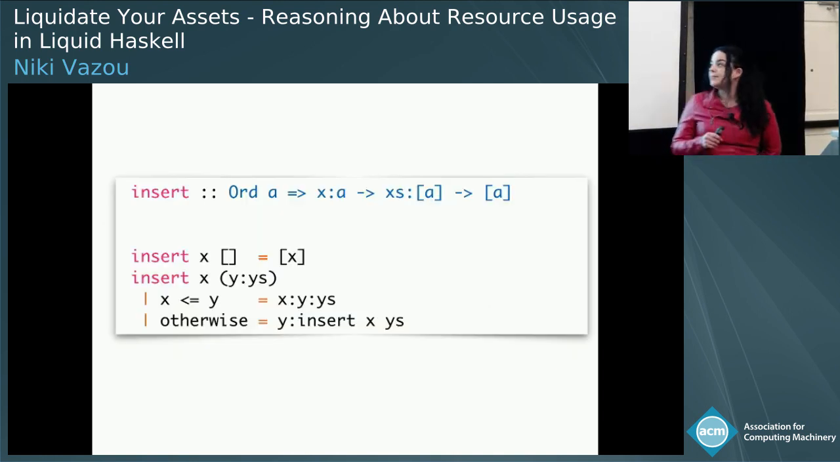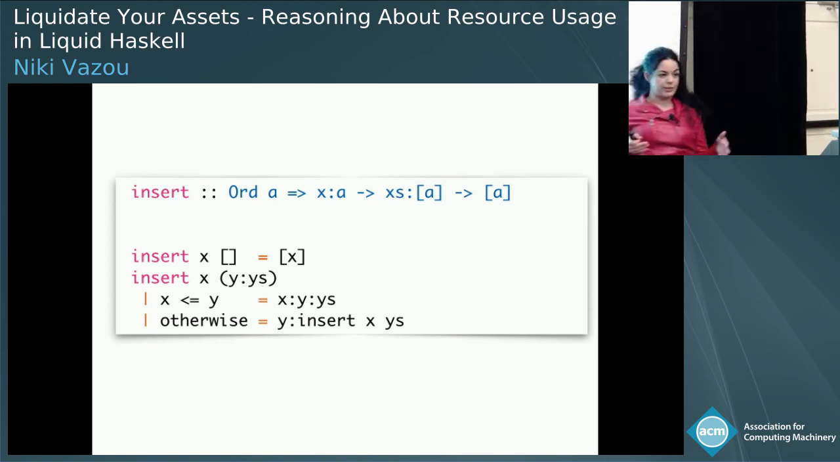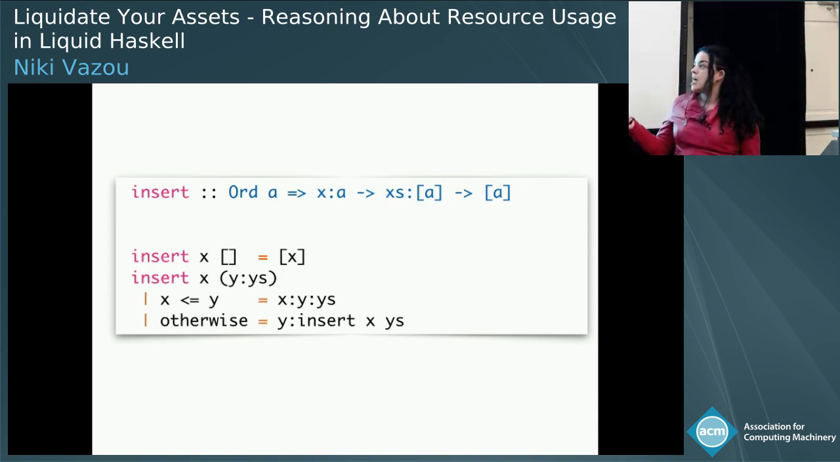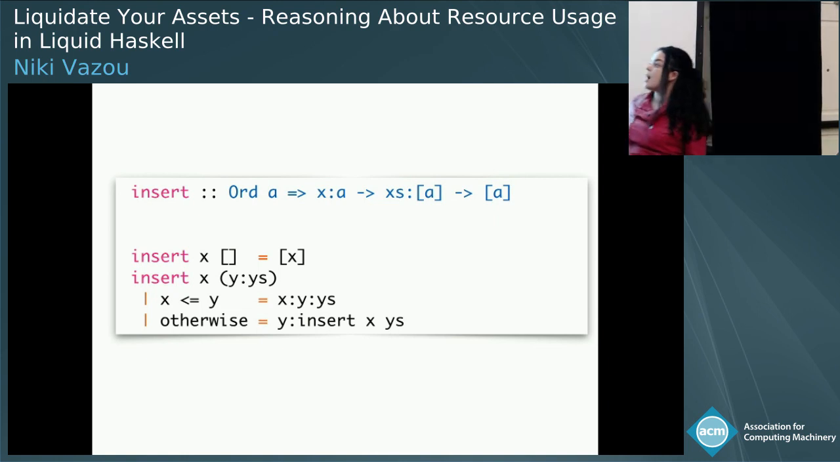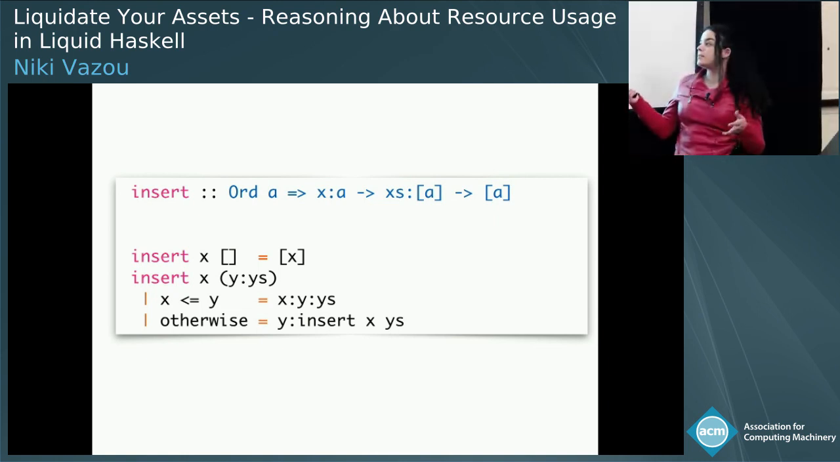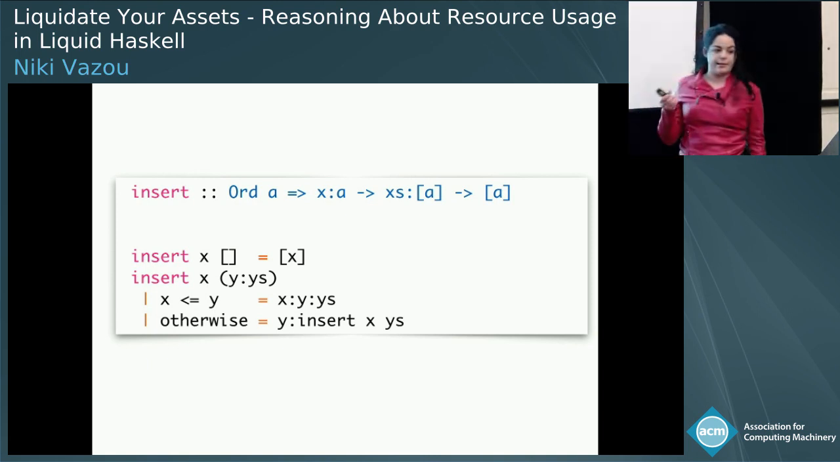So let me start with a simple example. I have here insert, a function that takes as input an x of type A. It takes a list xs that is sorted and puts x into the correct position in the sorted list. And the definition is here. It says if the input list is empty, I just return a singleton. Otherwise, I do case analysis. If the input x is less than or equal to the head of the list, then I just put it in the front. Otherwise, I recurse.